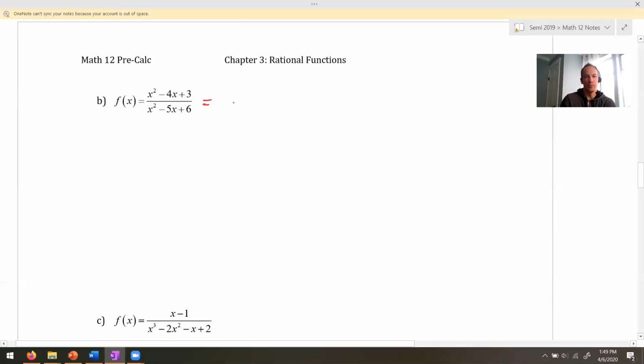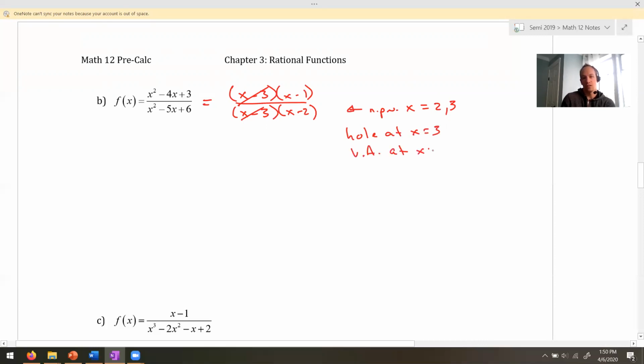Okay, example number B. Yes, I know that's not a number. So factor first. This becomes x minus 3 and x minus 1. And then on the bottom, it goes x minus 3 and x minus 2. So we can see right away, we're going to have to look very carefully at x is equal to 2 and 3. We can see what happens. We have some canceling effect. So we can conclude there's a hole at x is equal to 3, and there's a vertical asymptote at x is equal to 2.